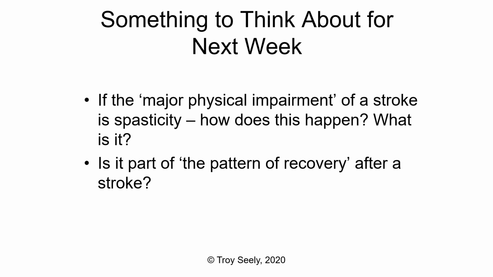So a couple of questions that we're going to address next time we talk. First off, if the major physical impairment of a stroke is spasticity, how does this happen? And what is it? Meaning, what is spasticity? Is it part of a pattern of recovery after a stroke? Give some thought to those 2 points leading into next week.